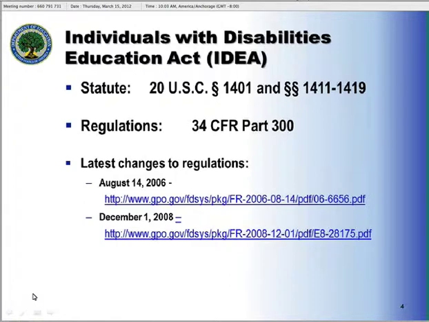The IDEA was most recently amended in 2004. And implementing regulations were published in the Federal Register on August 14, 2006. Supplemental regulations were published in the Federal Register on December 1, 2008. The August 14, 2006 final Part B regulations include the confidentiality of information requirements. This slide includes the web locations where you can obtain the confidentiality regulations at sections 300.610 through 300.627.